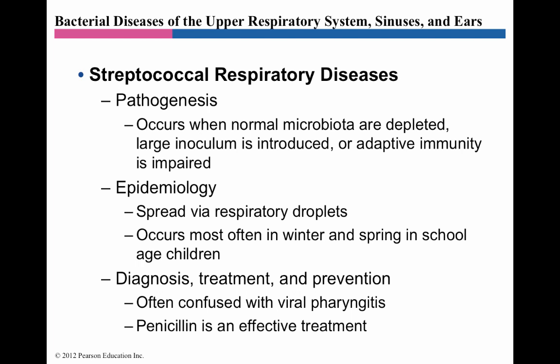Or it could happen when adaptive immunity is impaired. Maybe your immune system is lowered. Maybe you're stressed. You've got some other illness, something like that's going on. And these normal microbes now cause strep throat. Strep throat is spread by respiratory droplets, and it is seasonal. So it's most often in winter and spring, although you can definitely have strep in other seasons as well.